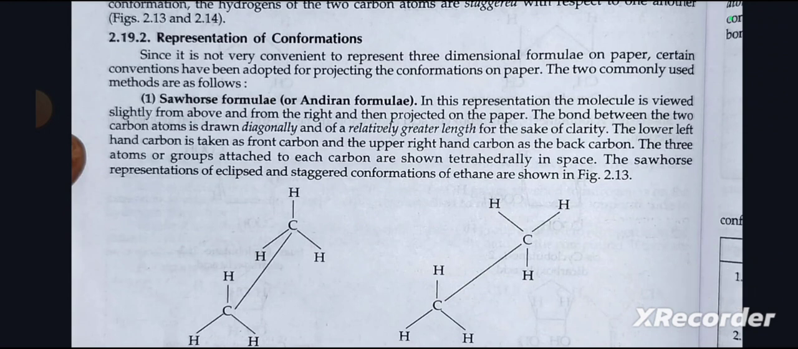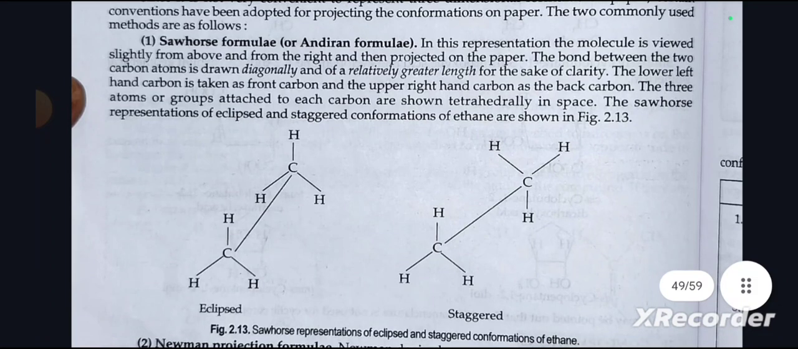2.19.2 Representation of conformations. Since it is not very convenient to represent three-dimensional formulas on paper, certain conventions have been adopted for projecting the conformations on paper. The two commonly used methods are as follows. First, the sawhorse formula. In this representation, the molecule is viewed slightly from above and from the right and then projected on the paper. The bond between the two carbon atoms is drawn diagonally and of a relatively greater length for the sake of clarity. The lower left-hand carbon is taken as the front carbon and the upper right-hand carbon as the back carbon. The three atoms or groups attached to each carbon are shown tetrahedrally in space.